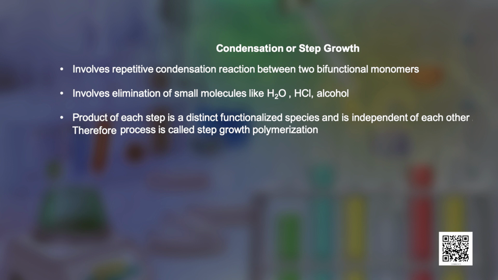Since each step produces a distinct functionalized species and is independent of each other, the process is also called step growth polymerization. As shown here, the reaction of ethylene glycol and terephthalic acid to form terylene is an example of this type of polymerization. But in order to understand the chemistry of various reactions, it is important to learn about their mechanisms, and we will now talk about the free radical mechanism.